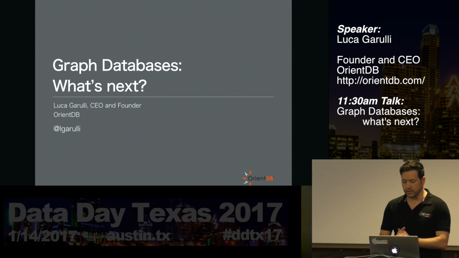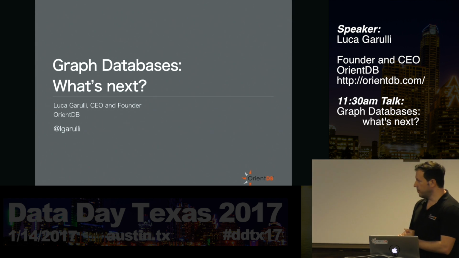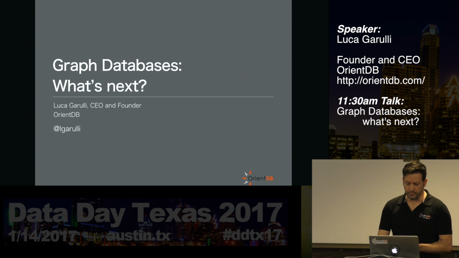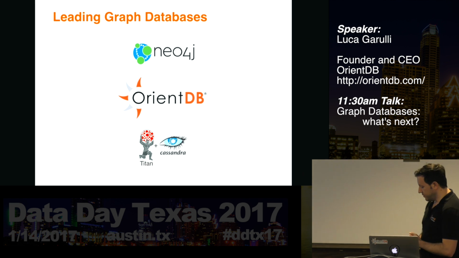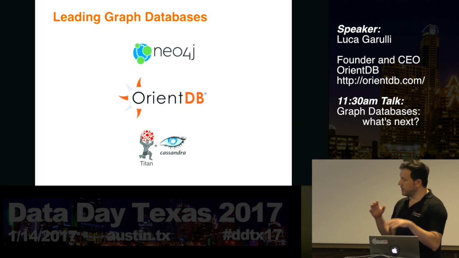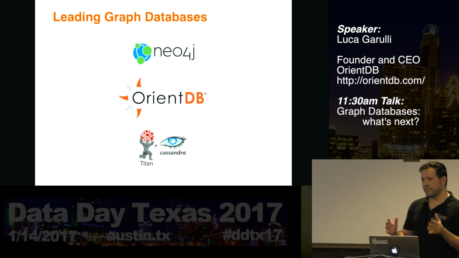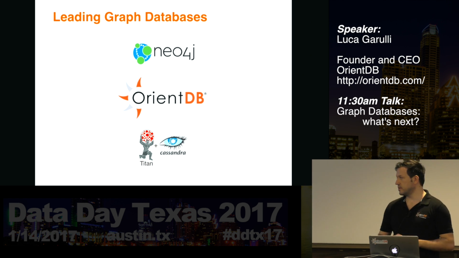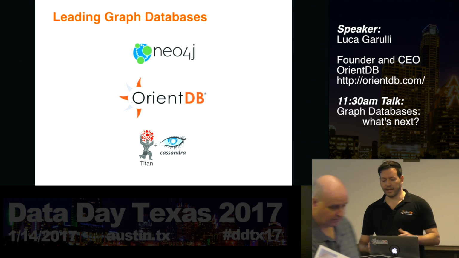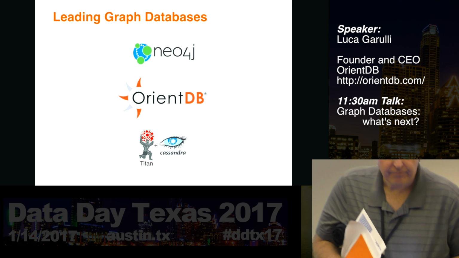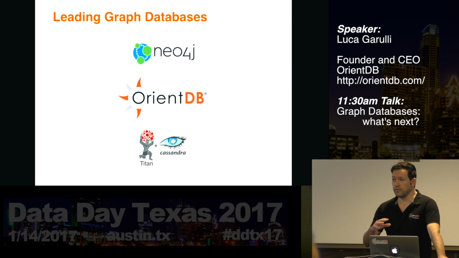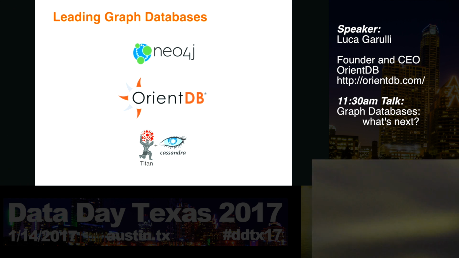OrientDB is an open source project, but today I will not talk about OrientDB in particular. So I want to take a look at the leading graph databases today, the main differences between all these graph databases, and what's next. What's the next wave of graph database products, based on what we can understand right now?